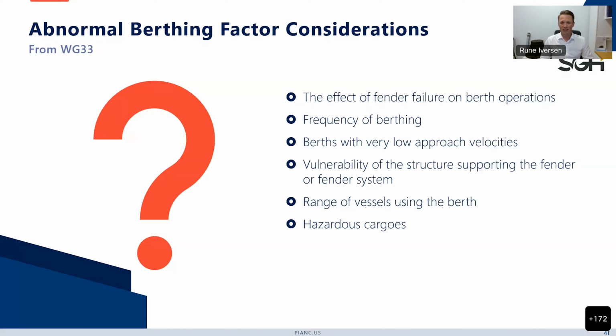What is the vulnerability of the structure supporting the fender or the fender system? So for instance, a monopile dolphin might be a lot more vulnerable to an overload than a marginal wharf or a solid quay wall. The range of vessels using the berth. So, right, you have a large vessel that's used as your design vessel. That's the largest vessel that typically comes at your terminal. But what if most vessels that come in are much smaller than that? And also the impact of hazardous cargoes.